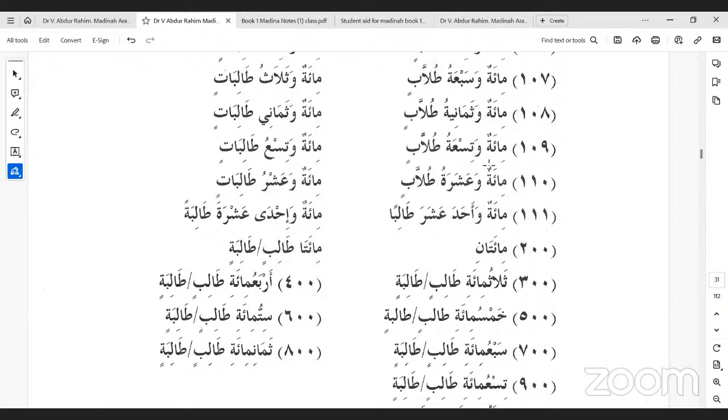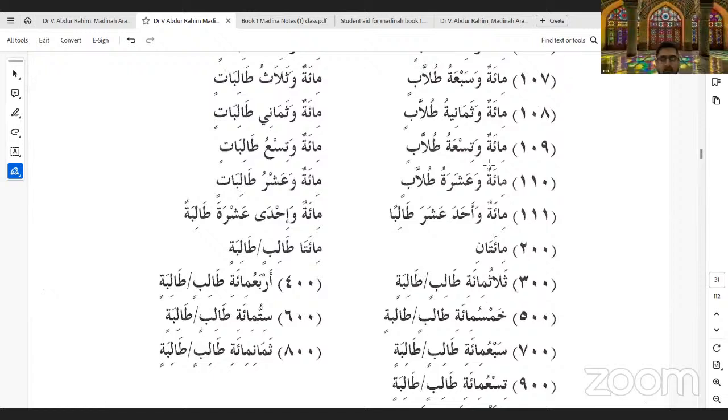Then Miyatun wa Asharatu Tullabin is 110 male students, and Miyatun wa Ashru Talibatin is 110 female students. And then Miyatun wa Ahada Ashara Talibin. Correct. So here now, mi'atu ahada ashar taliban.